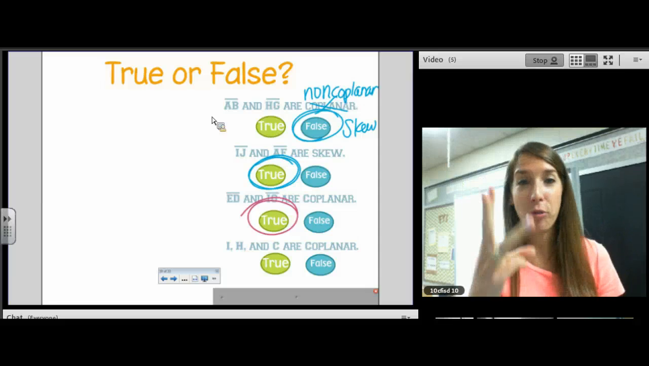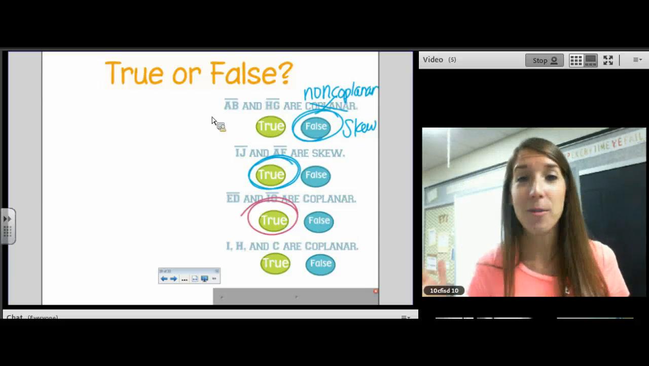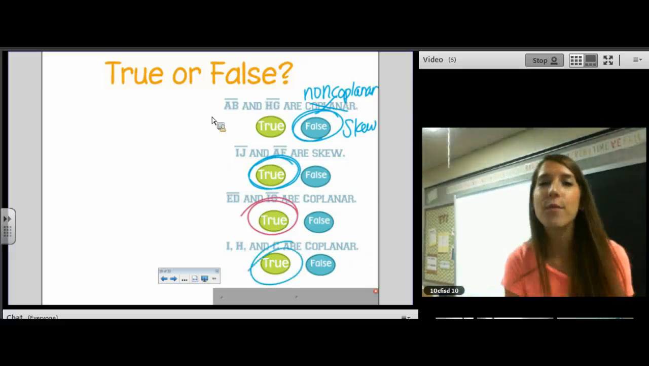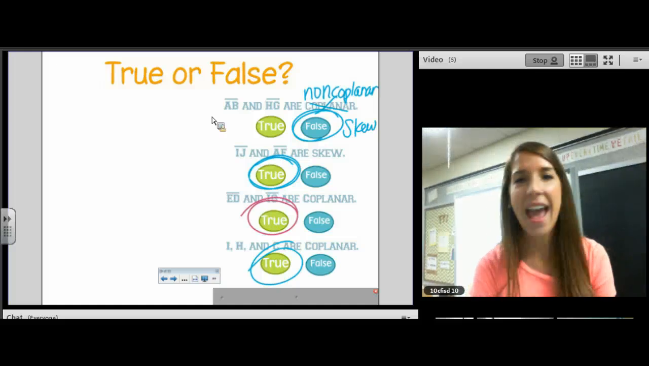If I ask you if 3 points are coplanar, I don't care which 3 points I name. It could be any 3 points in the universe. You're going to say true every time, because any 3 points are coplanar. You don't need a picture.